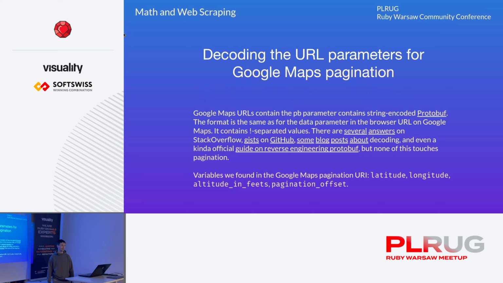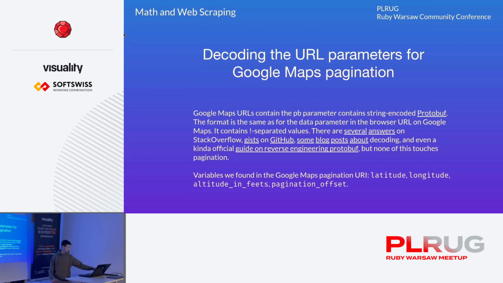So, decoding the URL parameter. The Google Maps URL contains a PB parameter that contains, as I said, a string-encoded protobuf. And protobuf is a data format from Google. We found on the internet that there are several ways to extract the data, and even a kind of official guide from Google itself on how to reverse engineer and how to debug protobuf models without knowing the actual structures.